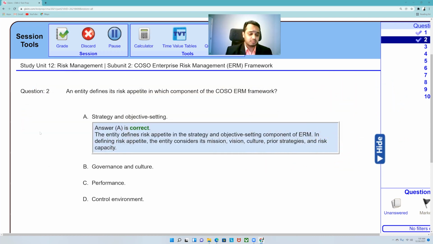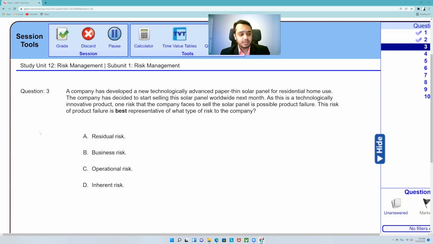Direct question which you've got. So there are chances that you will get direct questions also. Let's see how it comes further. Okay, this risk of product failure is best represented of what type of risk to the company? So they are asking us what type of risk is this?